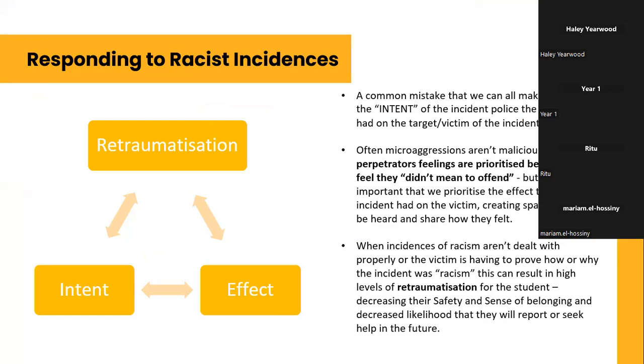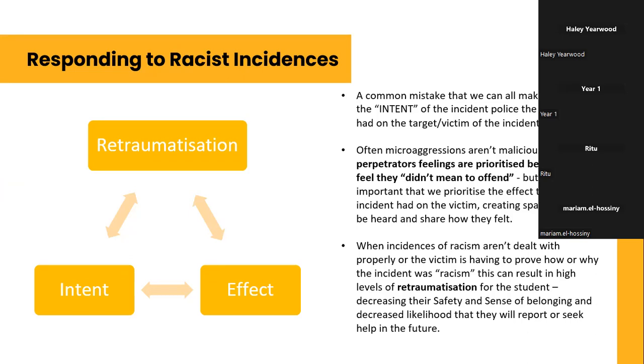So we have this cycle here, which has the effect, the intent, and then re-traumatization. When we're looking at microaggressions, they're often not malicious, they're often learned, and they often come from general stereotyping. But when the perpetrator's feelings aren't prioritized because they didn't mean to offend, or they didn't realize that was offensive, it's important that we prioritize the effect that had on the victim, and that then creates a space for them to be heard and share what they felt.